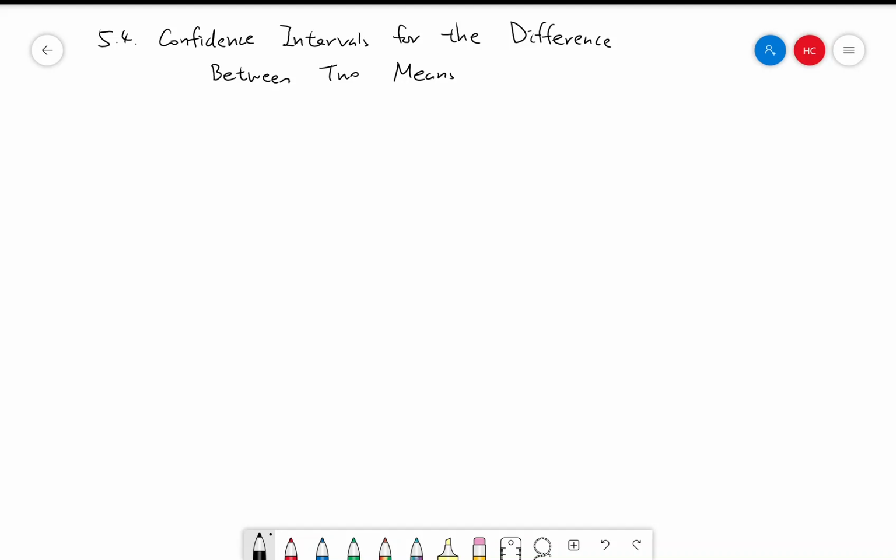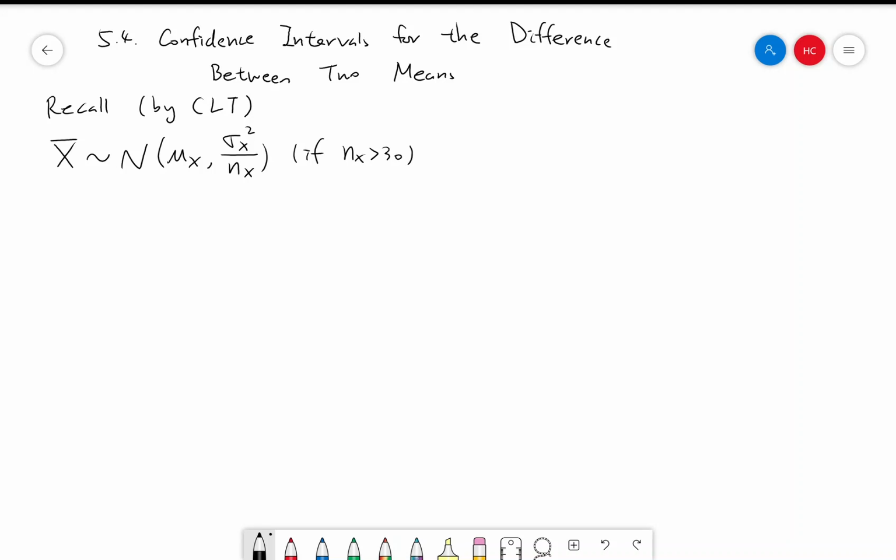Alright, so this is on section 5.4, which is on confidence intervals for the difference between two means. So let's first start by recalling, according to the central limit theorem, that the sample mean has a normal distribution where the mean is the population mean and the variance is the population variance divided by the sample size. For the central limit theorem to work, we need the sample size to be greater than 30.